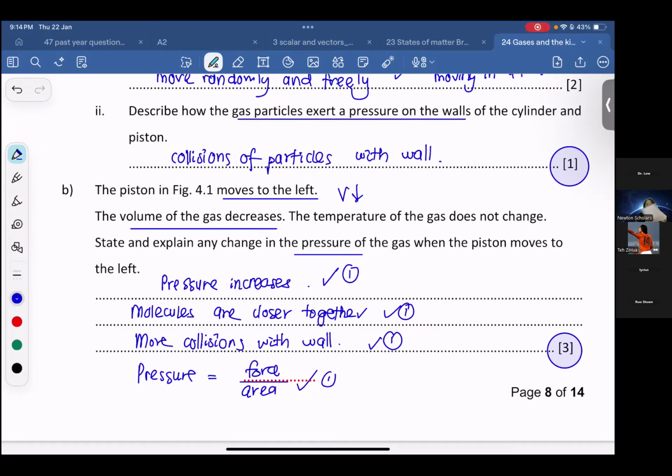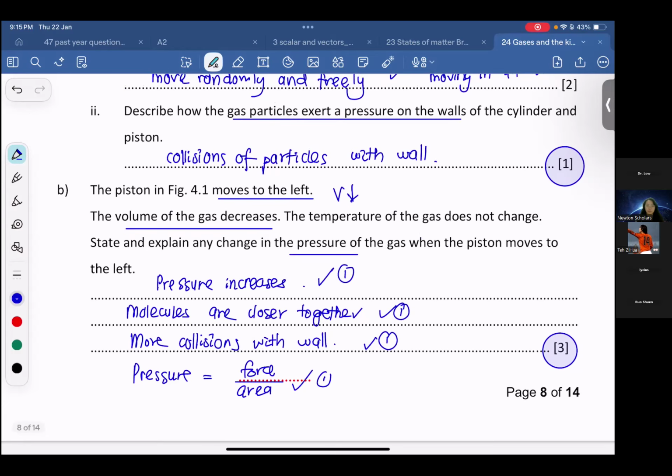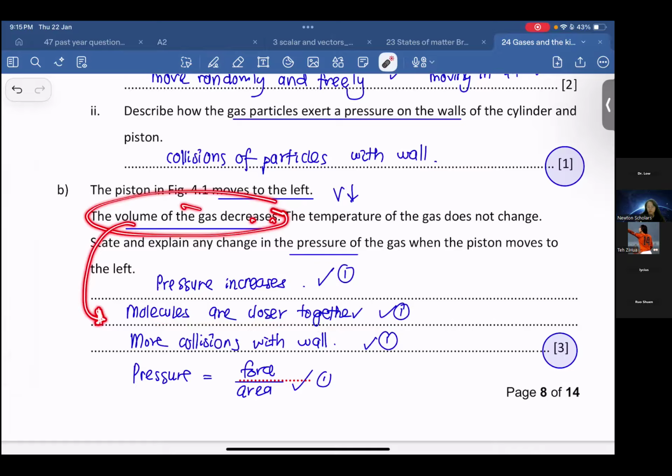Okay, boys and girls, if no question, we will go to page number 9. Okay, 10 seconds for you to complete this. I worry you are not finished copying. Pressure increase. If here you say smaller volume, I don't accept, because here already mentioned volume decrease. So if you use the same point, you won't get the mark. They already mentioned volume decrease. So you say that molecules are closer.